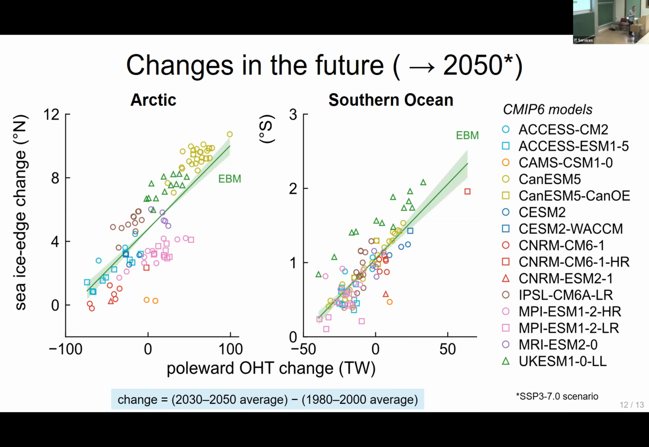I think this plot is quite interesting because it shows that if we look at the Arctic here, there are some models which are showing almost no change in sea ice cover over this time period, whereas there are some models which are showing 10 degrees of latitude change. You can think of that in terms of the actual sea ice area as well. And that model, which shows almost no sea ice change in an experiment which is meant to be the same climate change simulation, is doing so with the largest reduction in poleward ocean heat transport.